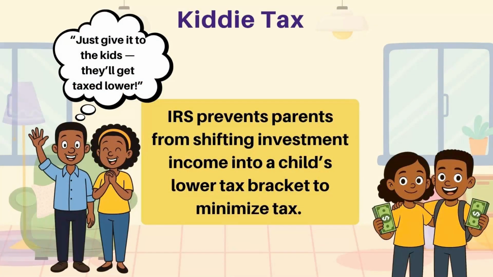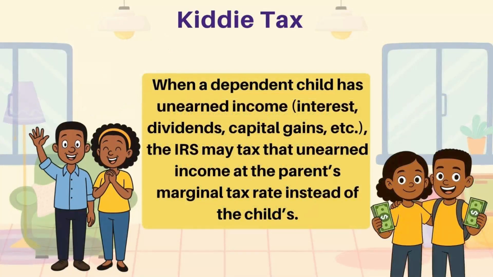So this rule is the IRS preventing parents from shifting investment income into a child's lower tax bracket to minimize tax. Okay, so the IRS saw this strategy being abused decades ago. So the Kiddie Tax rules were implemented to neutralize that advantage. Here's what it really means.